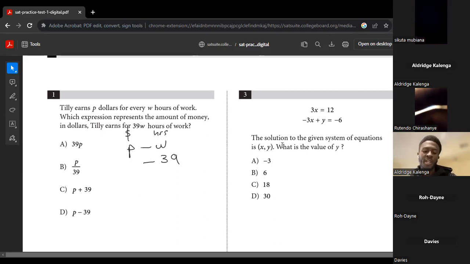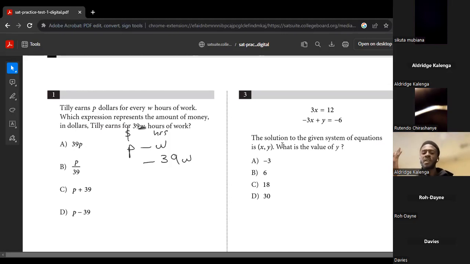A direct proportion. So what Davis is saying is exactly how I would solve it as well, right? This person earns $P for every W hours of work. I think you said put 39, but this time I'm putting 39W. Don't forget the W.